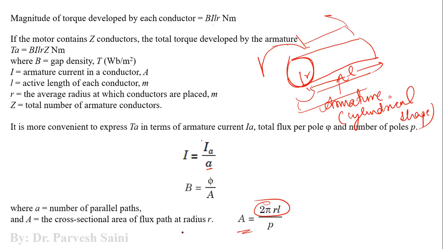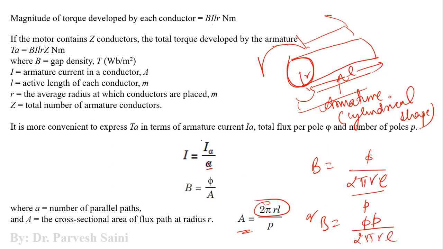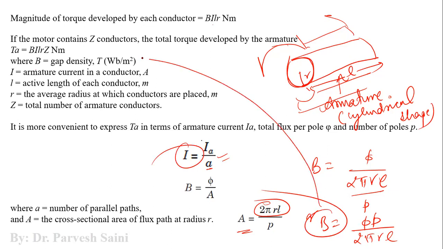So now we have seen that B is equal to phi by A is equal to this. So B is equal to phi by 2 pi R L divided by P, or B is equal to phi P by 2 pi R L, and I is this one. So we will put both values in this particular equation. So on doing so, what we have got? We have got this equation.